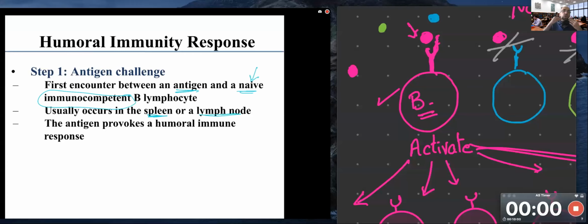All right. This is most likely going to be taking place in the spleen and lymph nodes. And this explains why you're going to have swollen lymph nodes if you get an infection. So if you have an infection, for example, in one of your teeth, this is where you're going to feel that there will be enlarged lymph nodes of the neck, for example, or below the mandible. The antigen here provokes a humoral immune response.